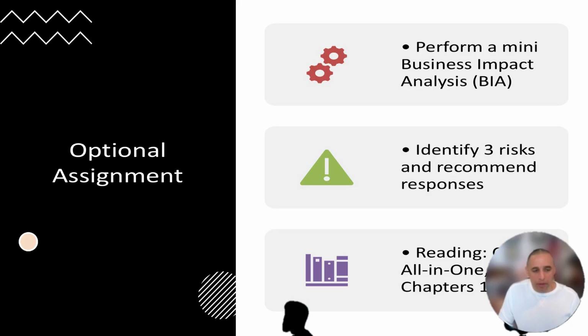Next, identify 3 specific risks to your chosen business function. For each risk, recommend an appropriate response. Will you mitigate, transfer, accept, or avoid the risk? Explain your reasoning and how your response supports business continuity and security.